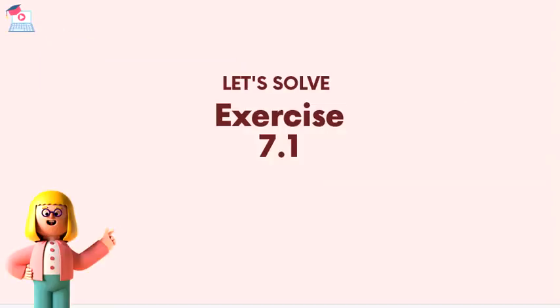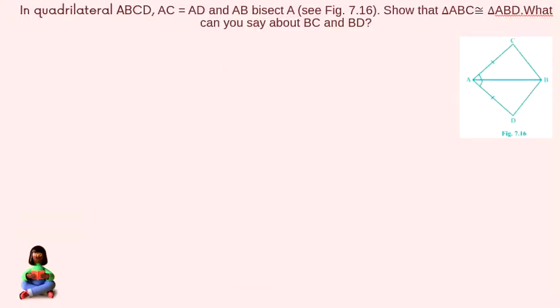In the previous video, we saw what is CPCT. In this video, we will solve some sums of exercise 7.1. Now, the first question given to us is: in quadrilateral ABCD, AC is equal to AD and AB bisects angle A. Show that triangle ABC is congruent to triangle ABD. What can you say about BC and BD?